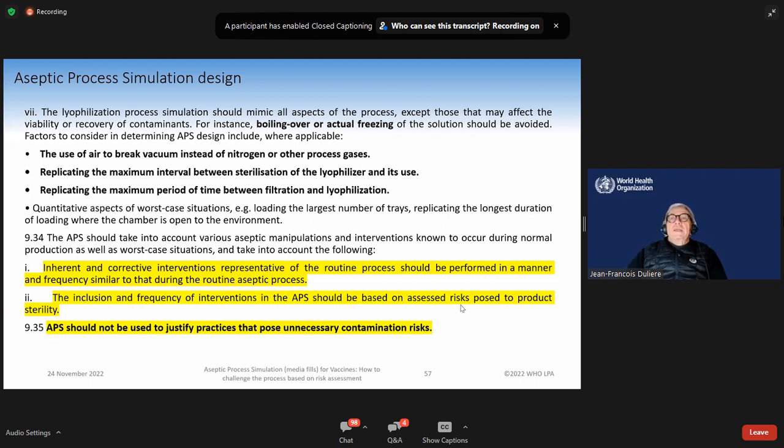So the inclusion and frequency of intervention in the APS should be based on assessed risk posed to the product sterility. That means that this frequency of intervention has to be assessed based on quality risk management. That means you need to have a perfect knowledge of your process, your equipment.